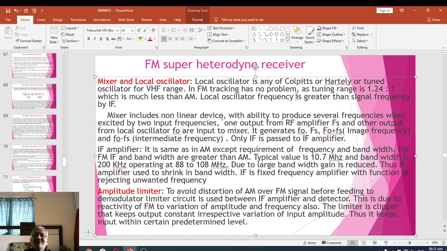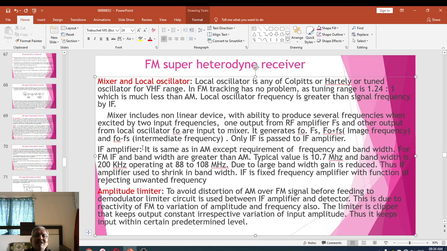Mixer includes the non-linear devices with the ability to produce several frequencies when it is excited by the two input frequencies. One, output of the RF amplifier as FS, and other, output from the local oscillator as FO, which are going to act as the input to the mixer. It generates FO, FS, FO plus FS, that is the image frequency, and FO minus FS, that is the intermediate frequency. Only IF is passed to the IF amplifier. Rest of the frequencies are rejected by the IF amplifier itself.